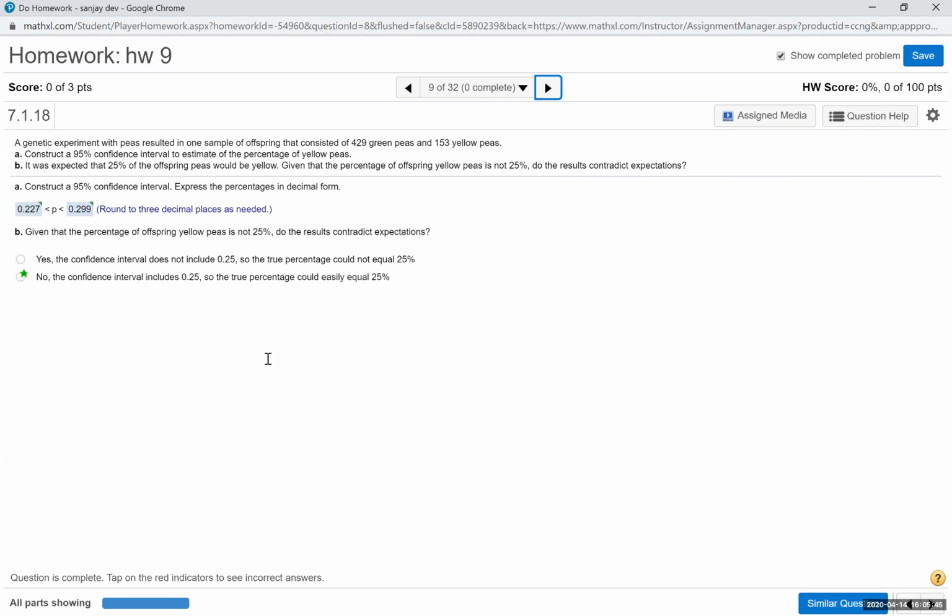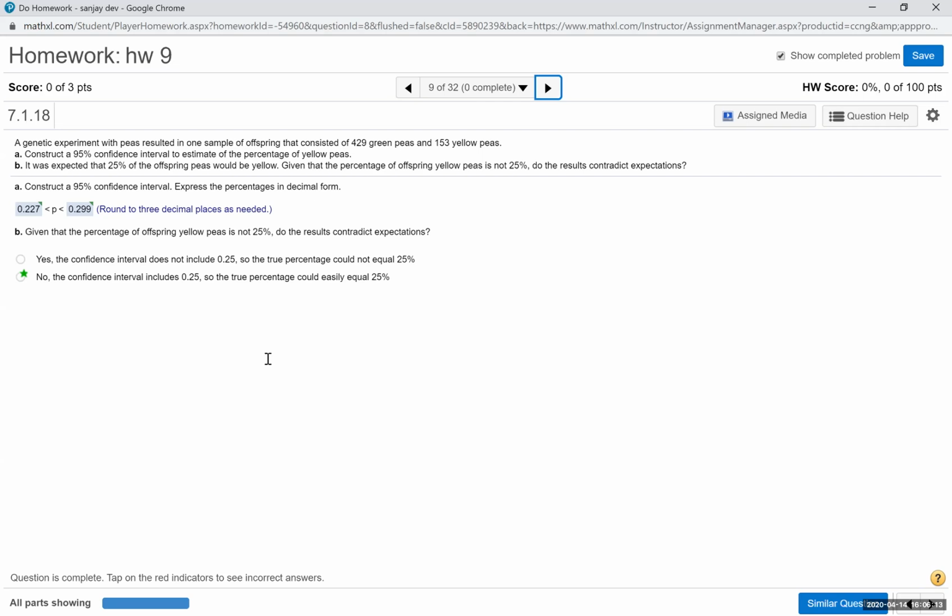So what did the answer come out to be? 22.7% and 29.9%, right? Isn't 25% in between here somewhere? So the answer is, given that the percentage of offspring yellow peas is not 25%, because the answer is not 25%, if you were to do that, 153 divided by 582, do the results contradict expectations? And the answer is no, because isn't 25% right here in between?